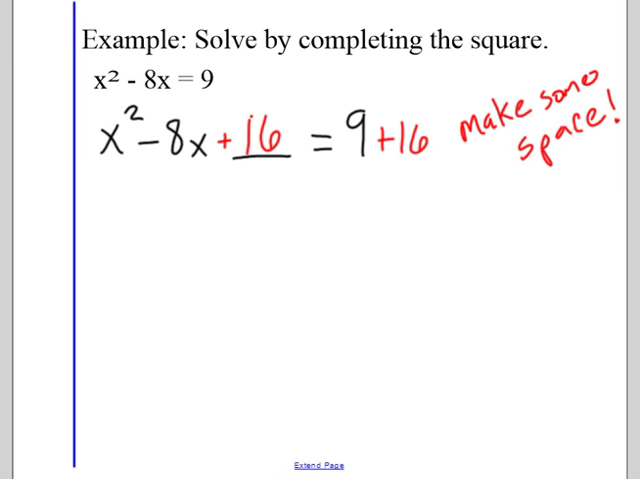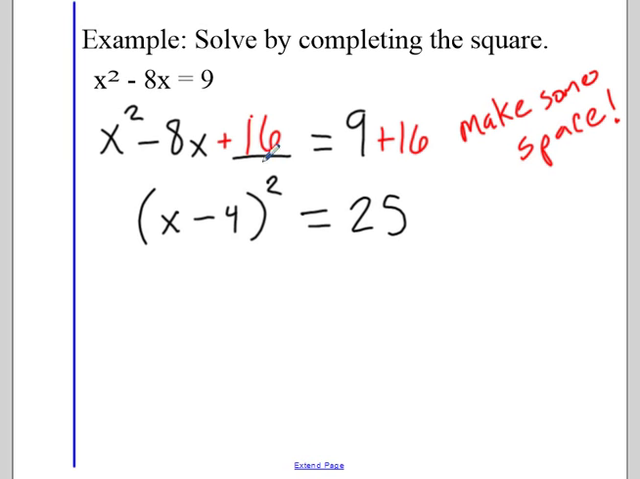Now, why was this useful? This was useful because now I can actually create my squaring binomial. We know that the number that makes -8 but also makes positive 16 is a -4. And of course we have our x. Remember, these binomials get squared to make a perfect square trinomial. On the other side of my problem, I have 9 plus 16, which is 25.